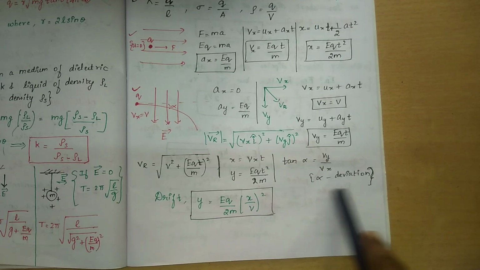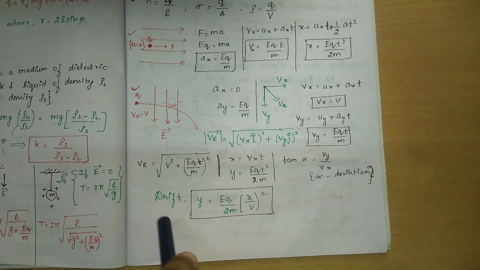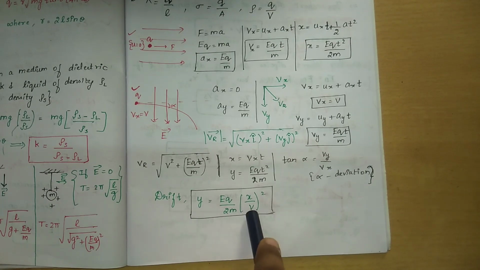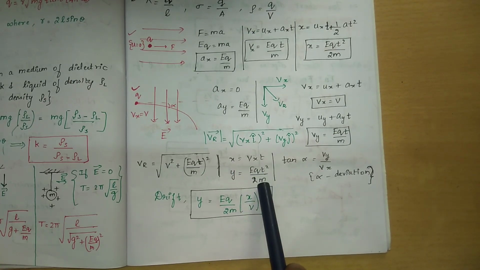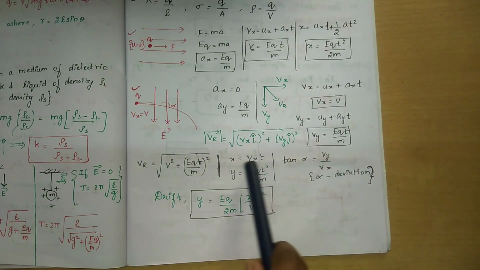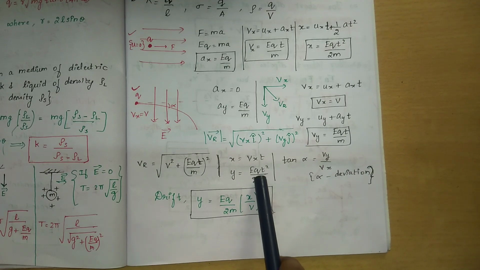What is alpha? It is the deviation. So what is the drift? The distance drifted, y, equals eq divided by 2m into x by v the whole square. You apply for this, compare both, and you can get the drift. Here find for t. T equal to x by vx. Apply for t here and you will get this one. Next.